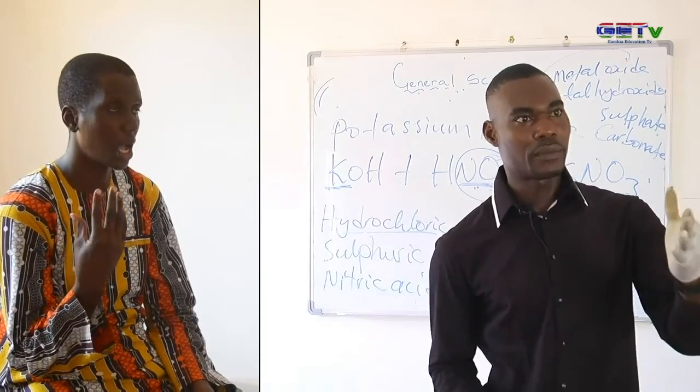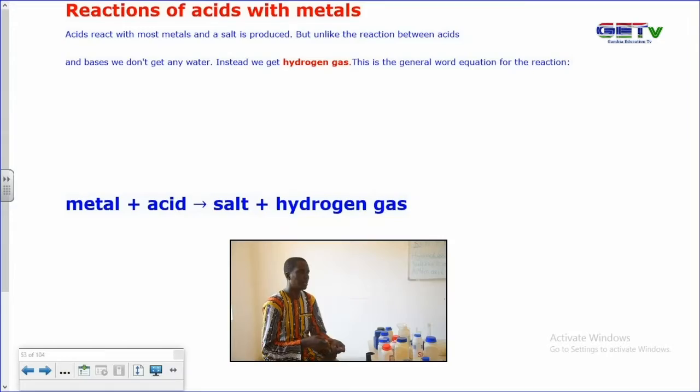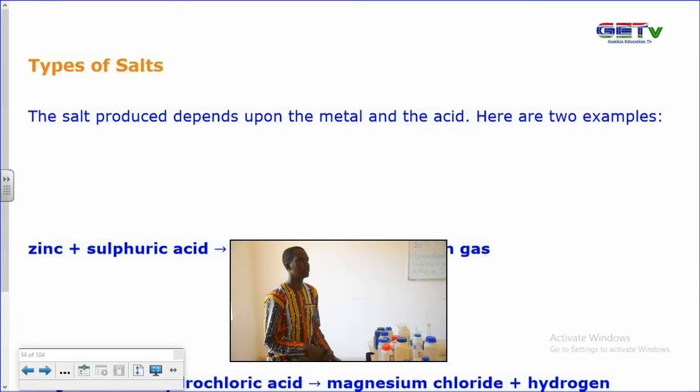So acids react with metals and a salt is produced. But unlike the reaction between acids and bases, we don't get any water. Instead, we get hydrogen gas. This general equation is shown below: metal plus acid gives you salt and hydrogen gas.